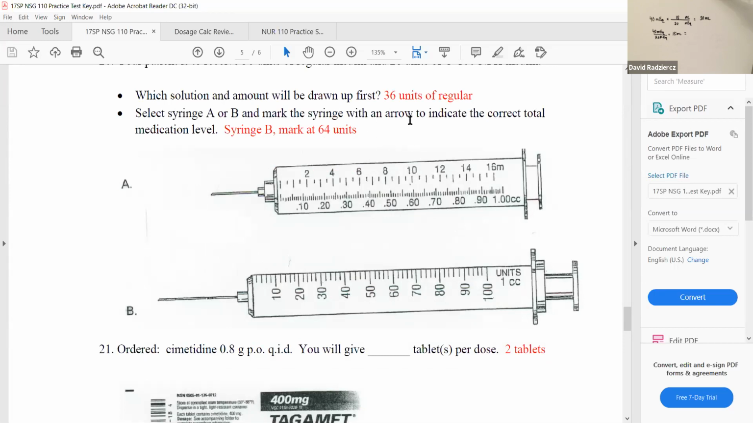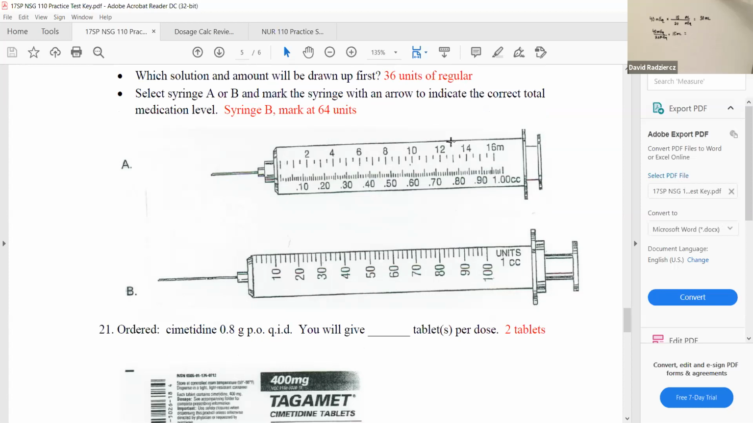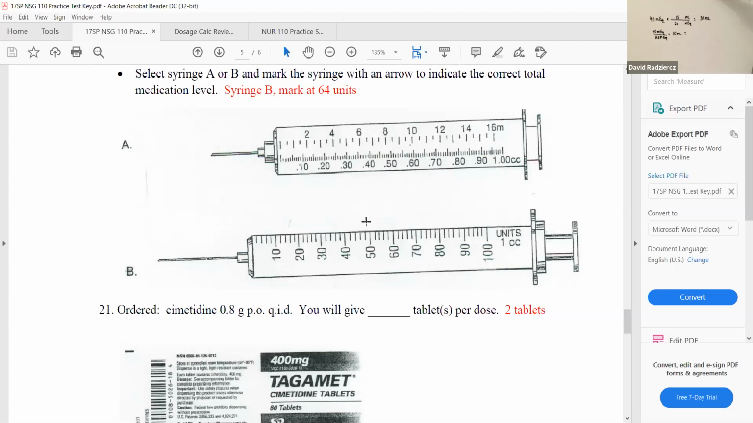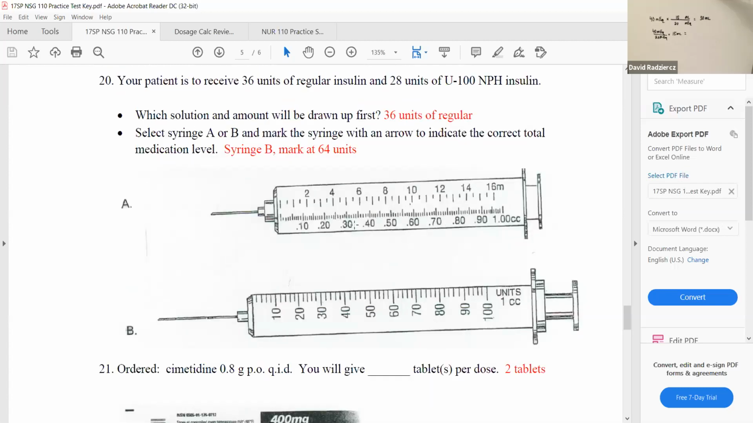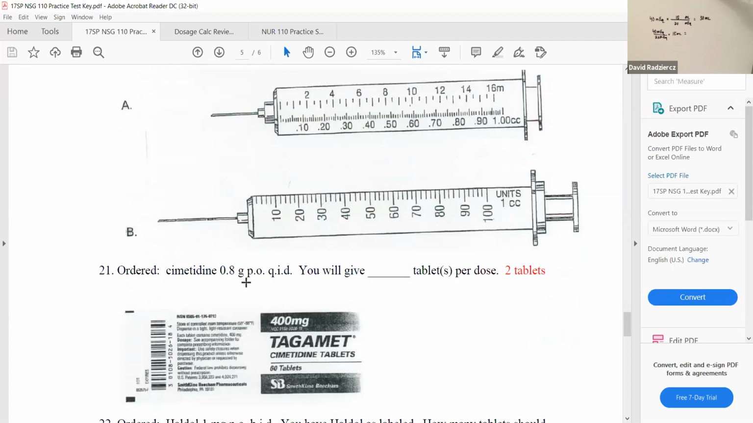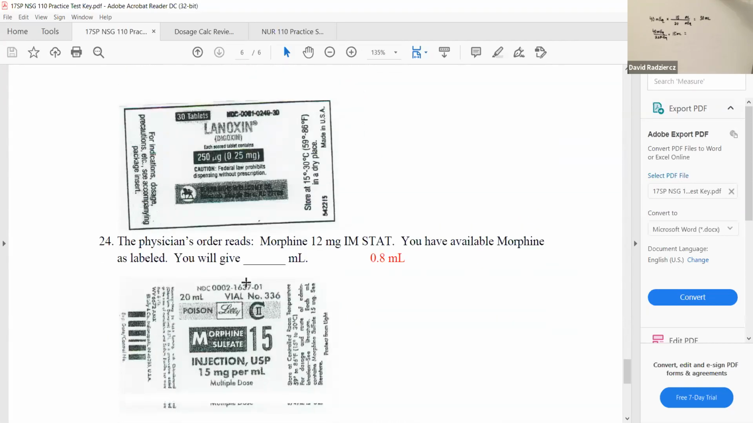Notice that I got away from making a note saying to first mark at 36. I don't say that anymore, because that's not correct as far as marking your syringes. You want to make a mark so the total would be at 64. So you'd make a mark at 64 units, and then 64 minus 36 is where you would make your other mark to indicate where the regular insulin is, air quotes, located. So that'll be another one for you guys to practice.